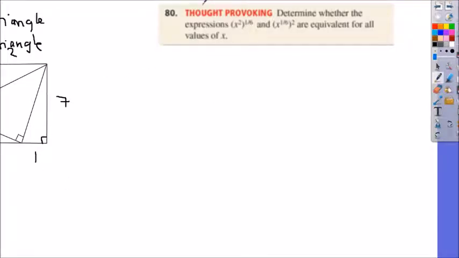Next, I don't know how long the video's been. I think 40 minutes, nearly. So we'll find the perimeter and the area of the triangle. Okay. So the problem in the book was too easy, so we'll do this instead.